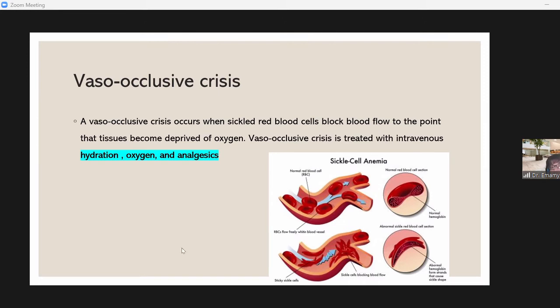What should you do in vaso-occlusive crisis? At the emergency room, you should give your patient oxygen, even 100% oxygen, plenty of fluids, and also analgesics because the patient has lots of pain. So treatment of a vaso-occlusive crisis in a patient with sickle cell anemia would be hydration, lots of fluids, oxygen, and analgesics, painkillers.